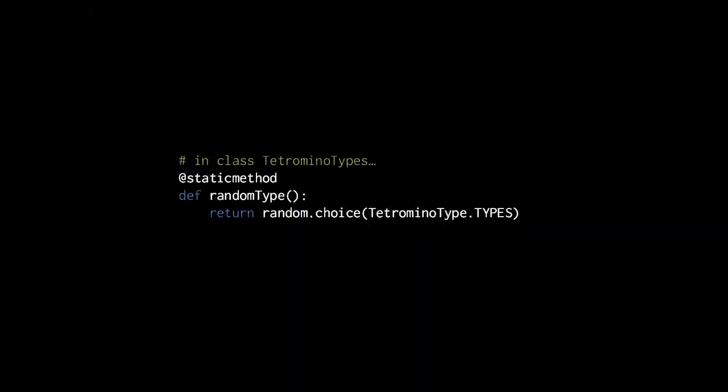Lastly here, the Tetraminotype class has another static method which simply returns one of the 7 types at random. This is done with the Python module random, which has a function choice that takes a list and returns a random element of that list. So when we pass the types list to choice, it returns one of the types at random.